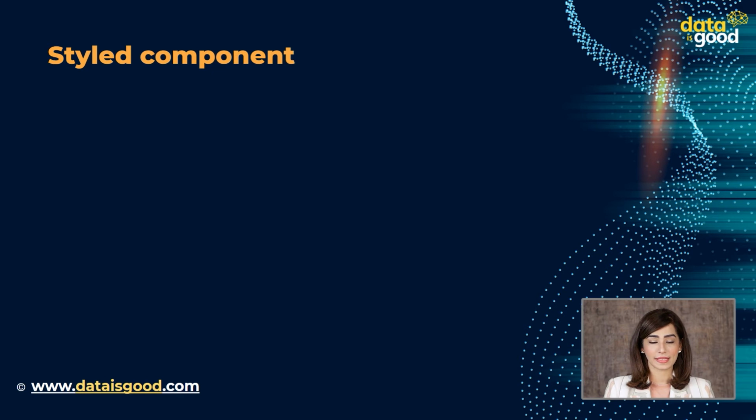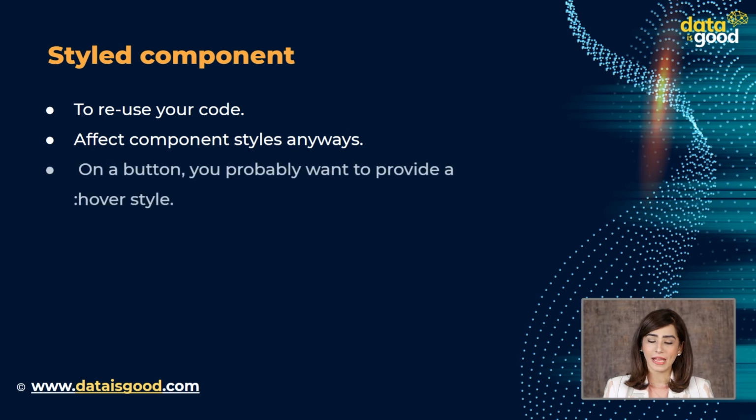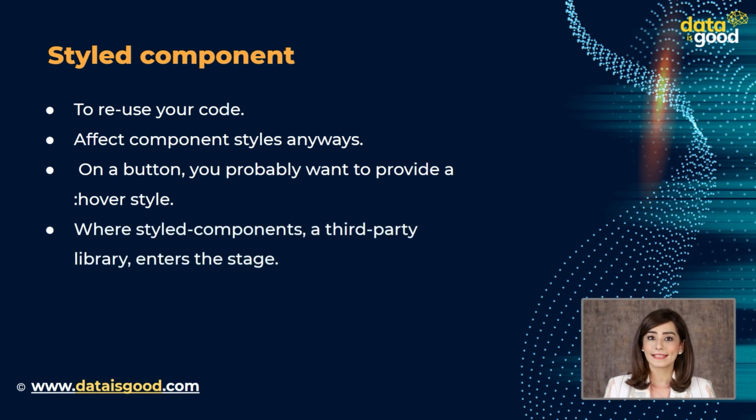Styled components. We might be fine with not being able to reuse our code. Not using the cascading nature of CSS might also be okay. Maybe you didn't plan on having global styles that should affect component style anyways. On a button, you probably want to provide a hover style. That's where styled components, a third-party library, enters the stage.